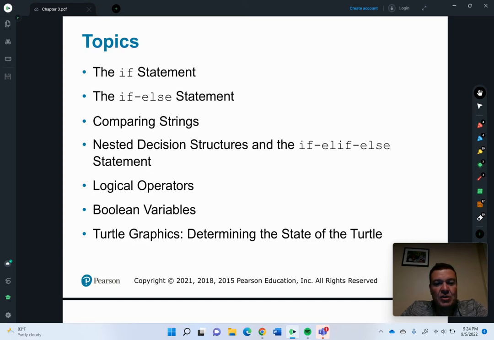We will talk about logical operators and Boolean variables, but we won't go over the turtle graphics. Again, as I said in previous chapters, that's all on you. If you want to look at that, it's a lot of fun actually. But unfortunately, this course really does not focus on the turtle graphics.